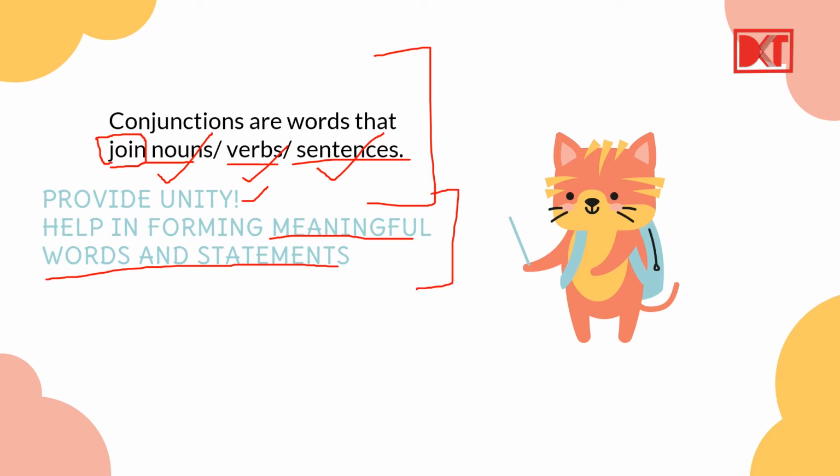अब let's see, ये जो meaning हमने पढ़ा है, इसके हम examples पढ़ेंगे और explanation और पढ़ेंगे. So अभी हमने क्या पढ़ा है? Conjunctions are words that join any nouns, verbs or sentences. Alright, तो यही आपको याद रखना है बस कि जो words join कर रहे हैं ना, join करने का काम, unity provide करने का काम, meaningful words and statements बनाने का काम, वही होते हैं conjunctions. Alright, let's start.